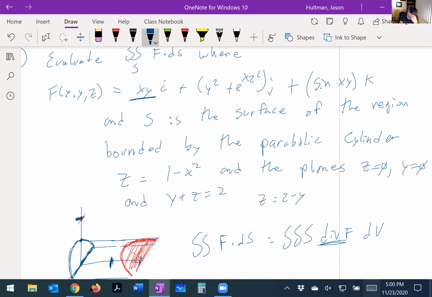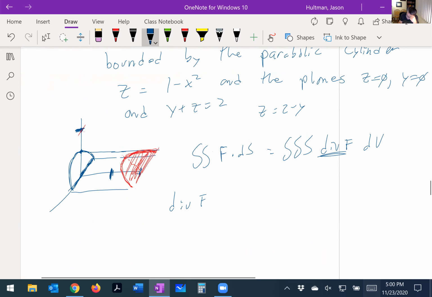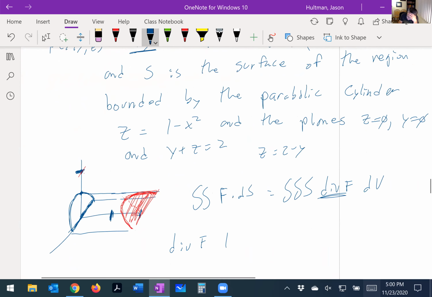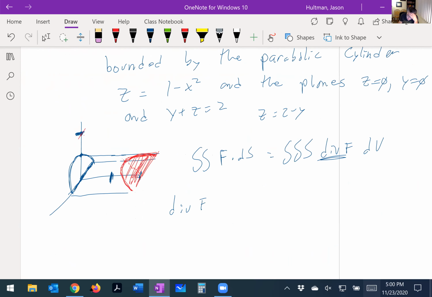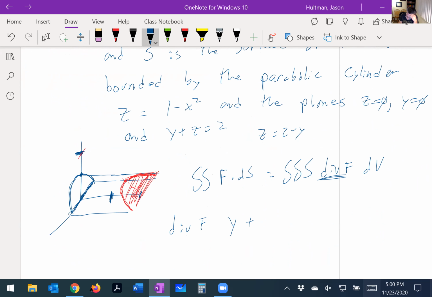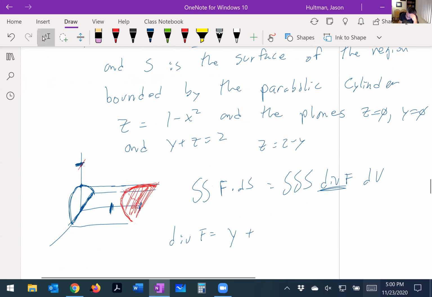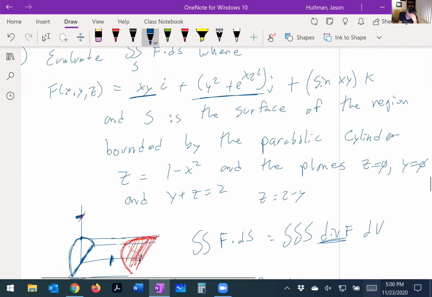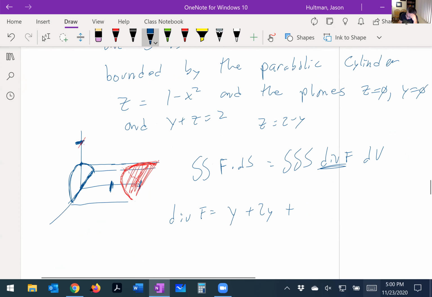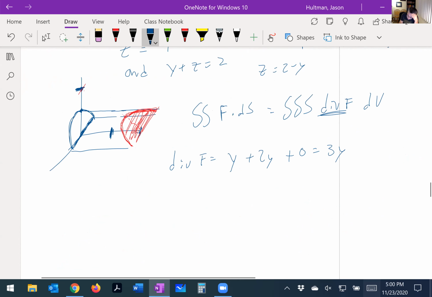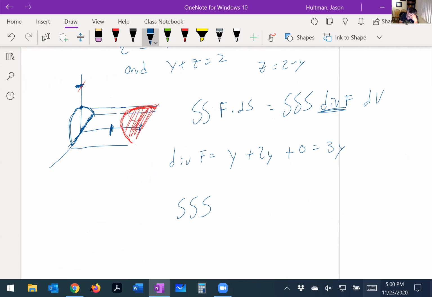this thing with respect to x. That thing with respect to x is just going to be y. Plus this thing with respect to y, that's just going to be 2y. Plus this thing with respect to z, well, that's just 0. That's 3y. So the triple integral over this volume of 3y dz dy dx.